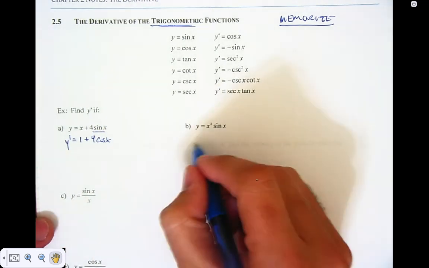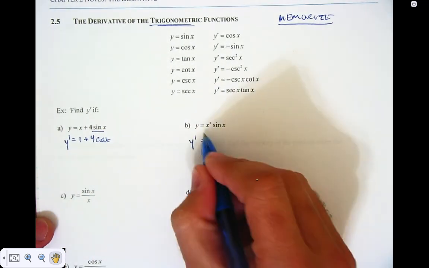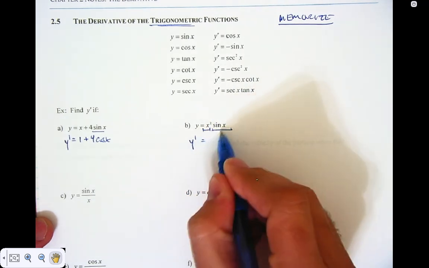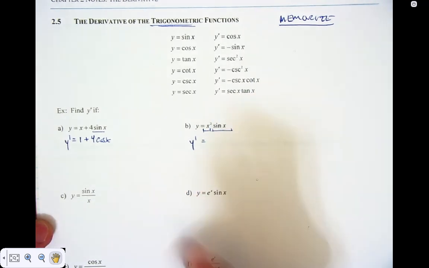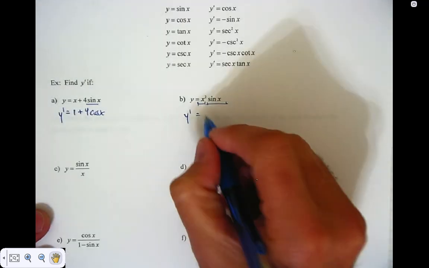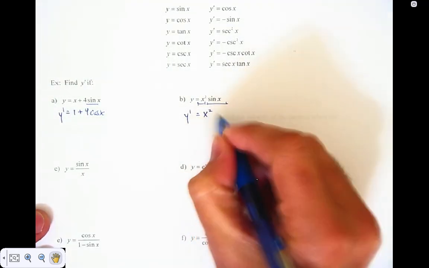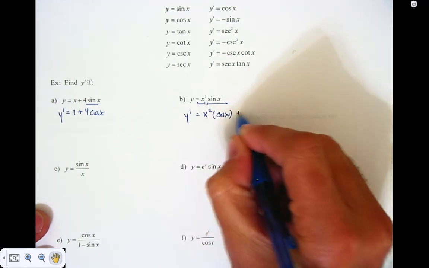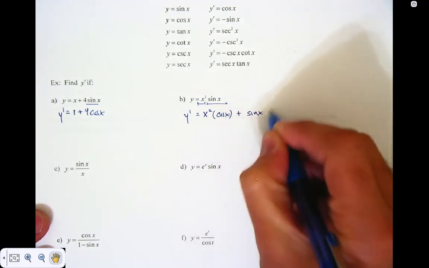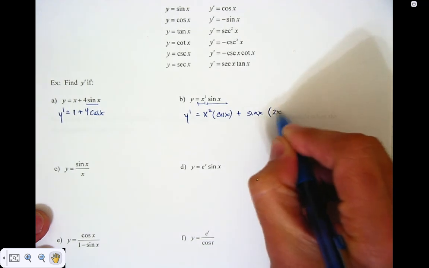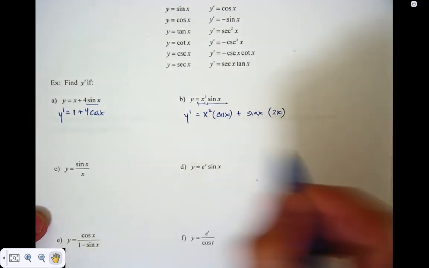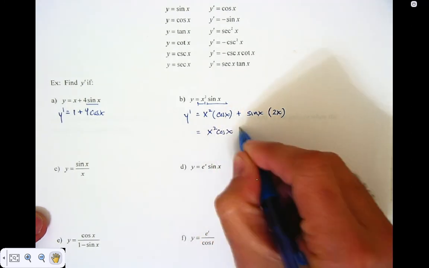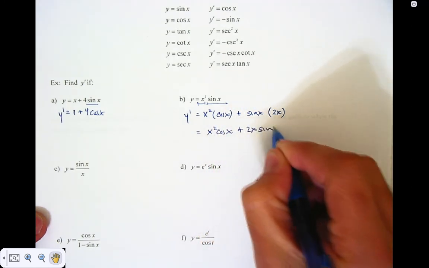Okay, now over here, when you find y prime, everything stays the same, right? You have a function times a function. Now we have a polynomial times a trigonometric function. And so we have to use the product rule. And so we'd say it's the first, which is x squared, times the derivative of sine, which is cosine, plus the second, which is sine of x, times the derivative of the first, which is 2x. And then you just clean that up for your final answer. That'd be x squared cosine of x plus 2x sine of x.